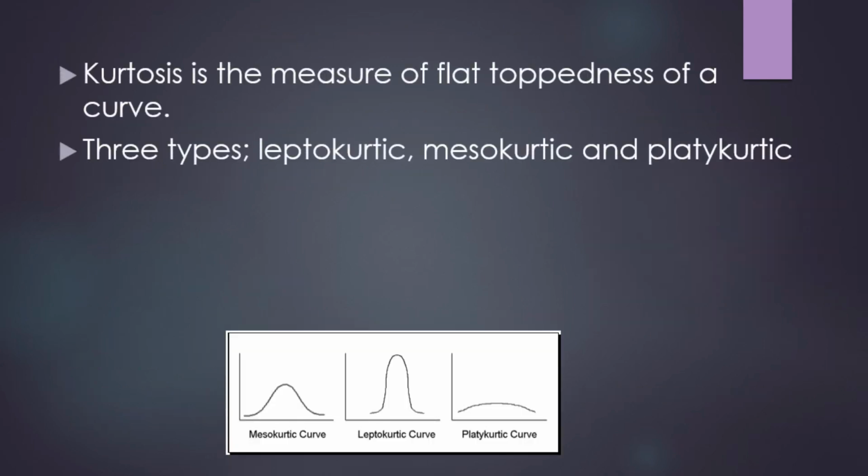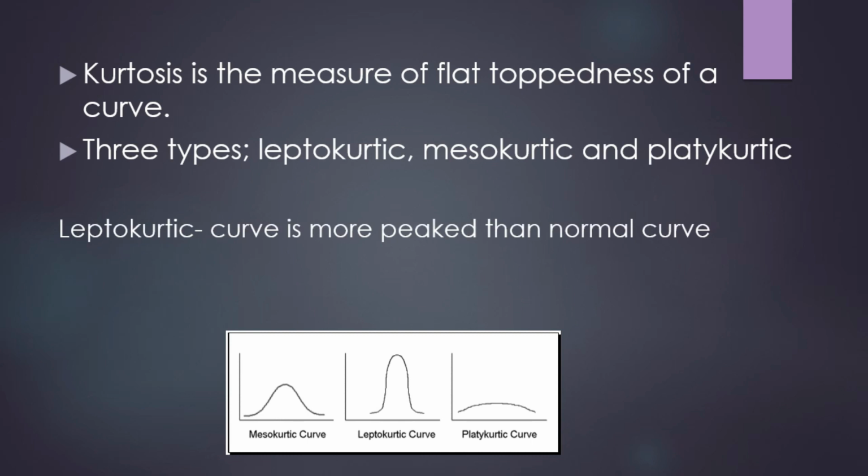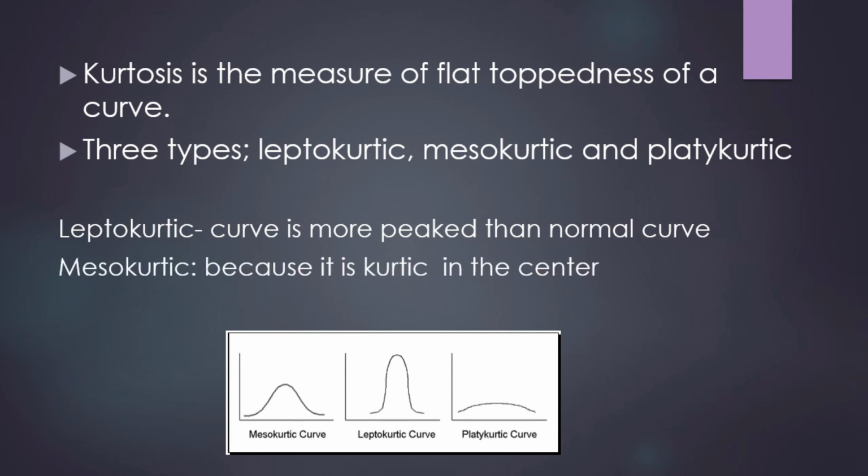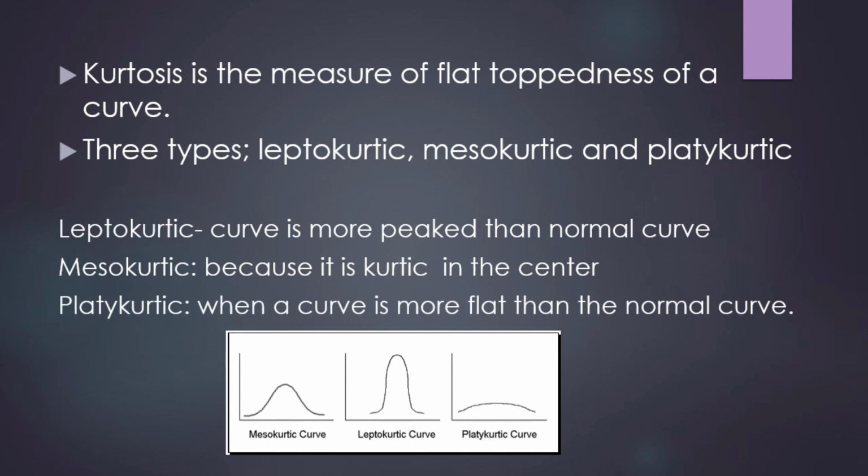Kurtosis is the measure of the flat-toppedness of a curve. Here you can see the three types of kurtosis: leptokurtic, mesokurtic and platykurtic curves. The first one is leptokurtic, where the curve is more peaked than the normal curve. Next is mesokurtic, which is the normal bell-shaped curve.